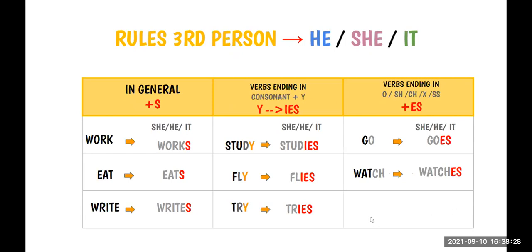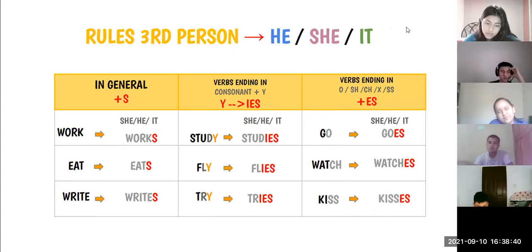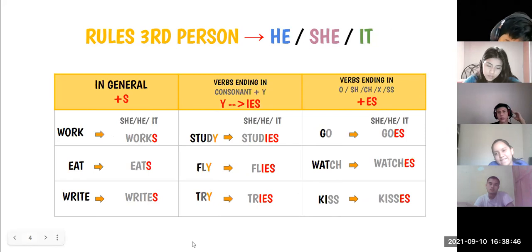Okay, and the last verb, kiss. What is the third person singular form of the verb for kiss? Kisses. So, what can you say? Mario kisses with his dog.